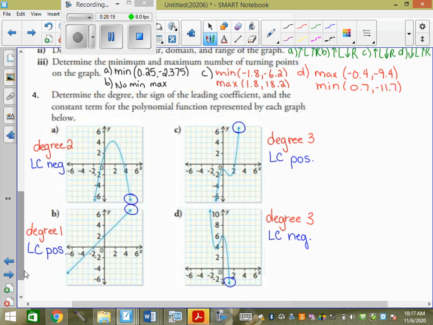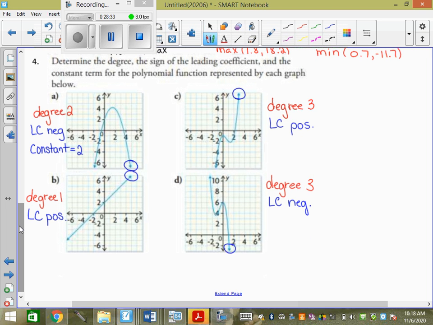Now the constant term is just what, guys? The y-intercept. So what's my constant term for this one? My constant equals 2. What about for B? It's just 2. It's just the y-intercept. It's not the x. What's the constant of C? And what's the constant of D? 6.